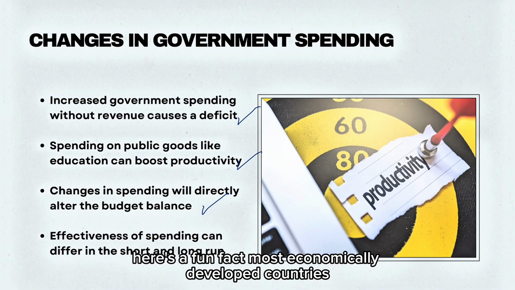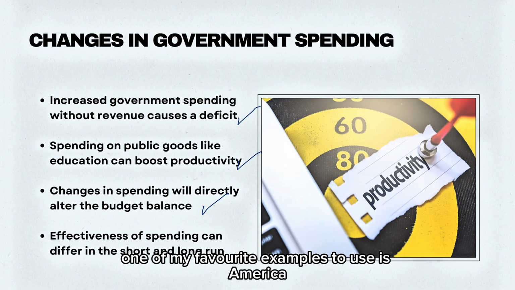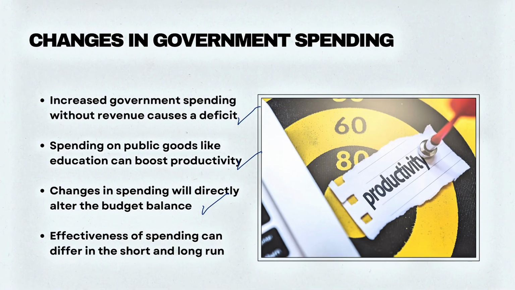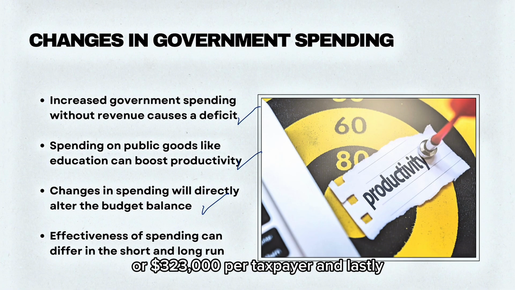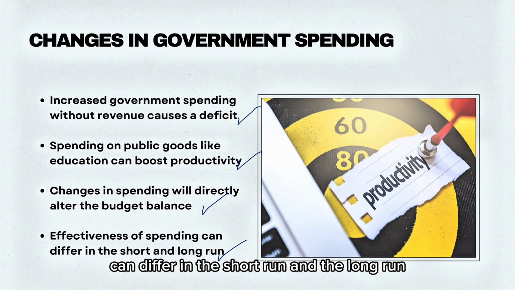Here's a fun fact: most economically developed countries have governments that are in debt. One of my favorite examples to use is America. They currently have $36.933 trillion of national debt. That's the equivalent of $107,000 per citizen, or $323,000 per taxpayer. And lastly, the effectiveness of government spending can differ in the short run and the long run.